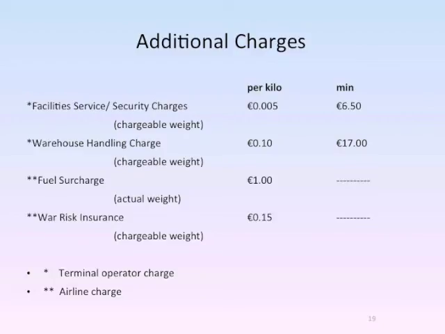Fuel surcharge, now this is actually based on the actual weight of the shipment. It's a per kilo, €1 per kilo, and no minimum applies. And a war risk insurance, and this is based on the chargeable weight, and it's a per kilo price of €0.15, and there is no minimum applying to this.